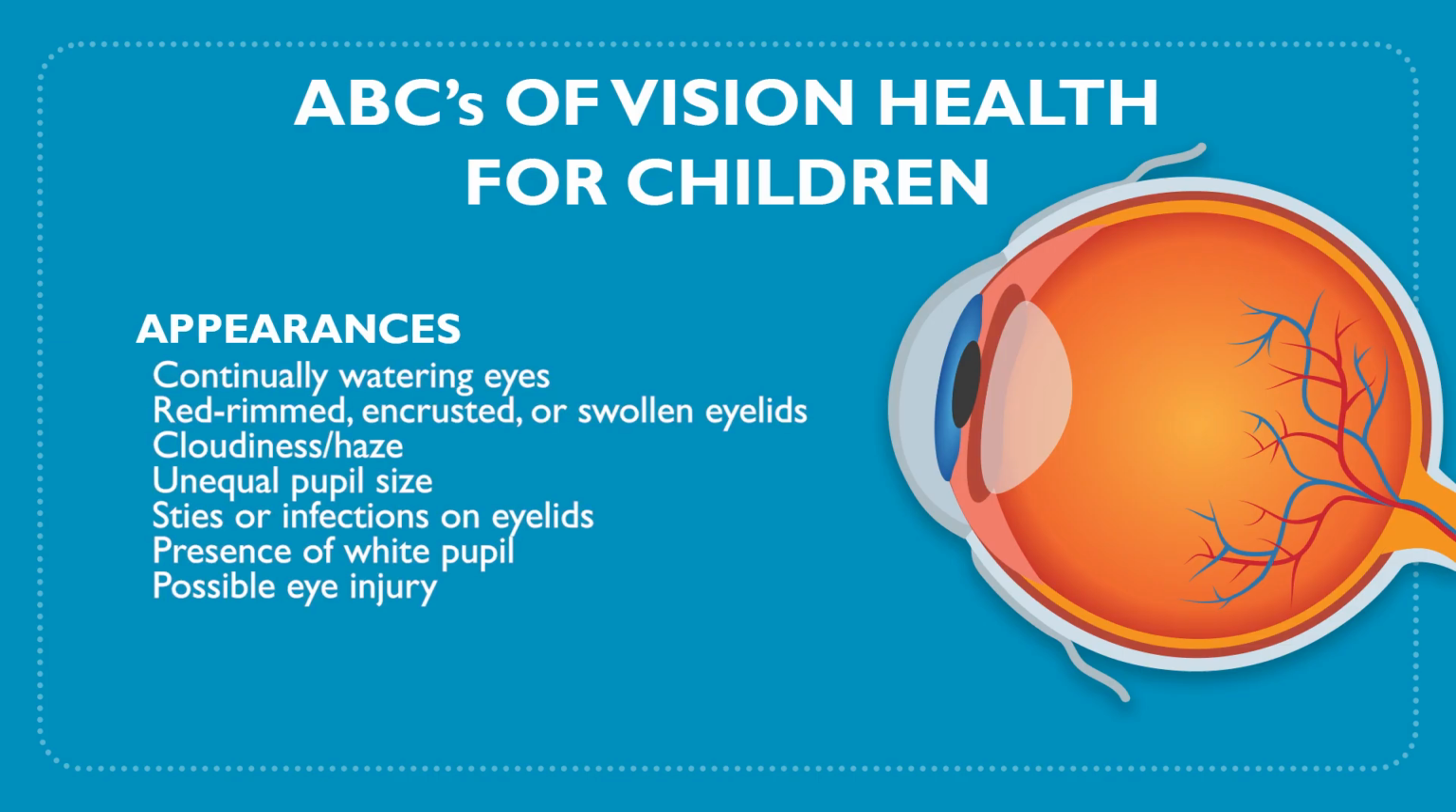A stands for appearance. Are the child's eyes continuously watering? Are they red-rimmed, encrusted, or do they have swollen eyelids? Any cloudiness or haziness to the eye? Unequal pupil size? Signs of styes or infections along the eyelids? Presence of a white pupil or a possible eye injury.